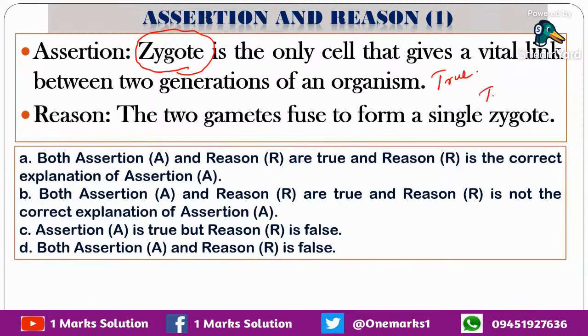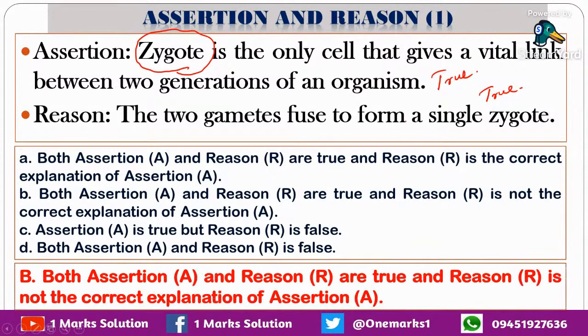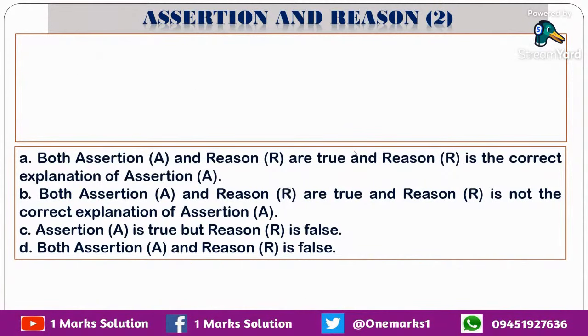So as I said, if both the statements are true, then the answer can be either A or B. Now, how to analyze? Is the reason a correct explanation for the first statement? The two gametes fuse to form a single zygote? No, it is not a correct explanation for that. So the answer for this is B. That is, both assertion and reason are true, but reason R is not the correct explanation for assertion A. Now let us move to the second question.